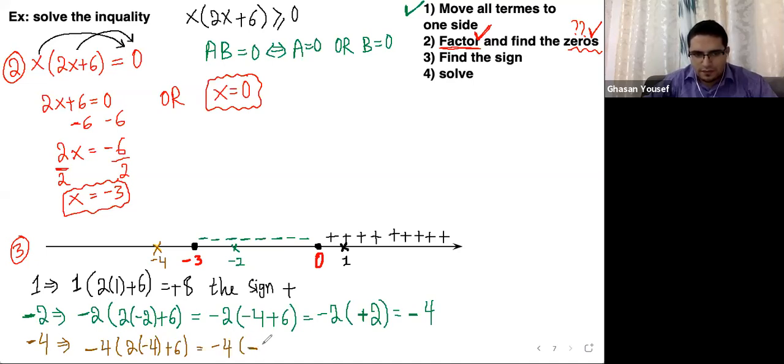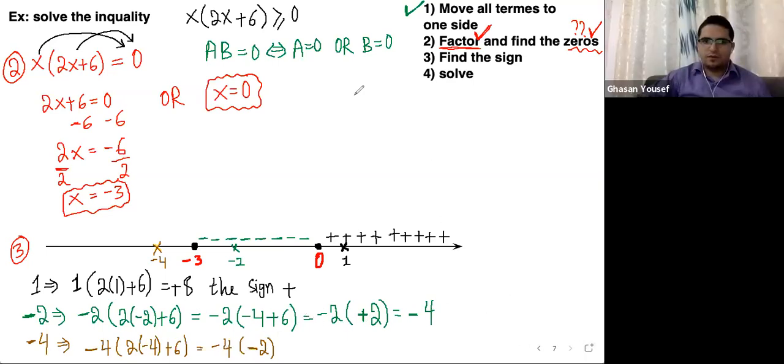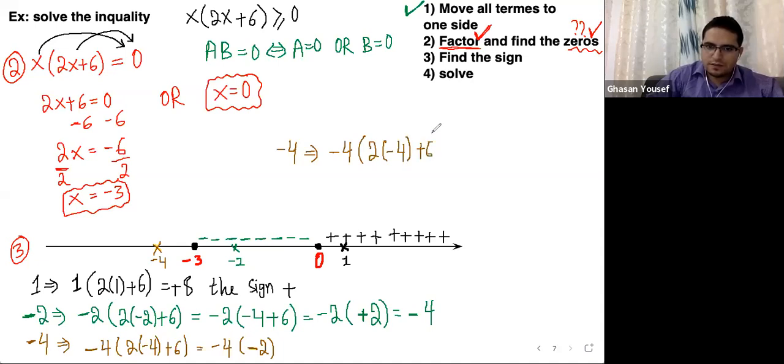Yes, go ahead. I'm saying we can't see what you're doing. Okay. I'm going to do it here. For -4, -4 times 2 times -4 plus 6. And this is equal to -4 times -8 plus 6 is -2. And here I'm going to get +8.